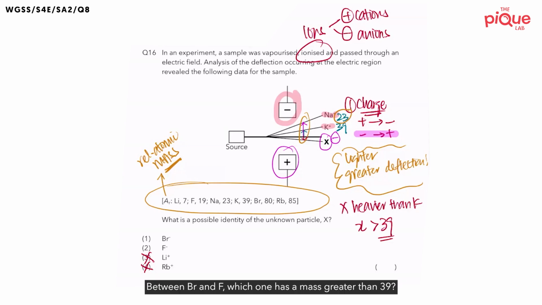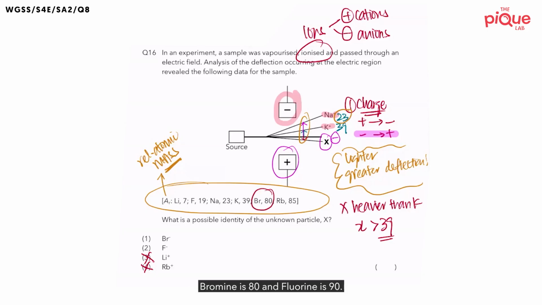Between Br and F, which one has a mass greater than 39? Take a look at the bracket again. Bromine is 80 and fluorine is 19. So which one is greater than 39? It is going to be bromine. So our answer is option number 1.